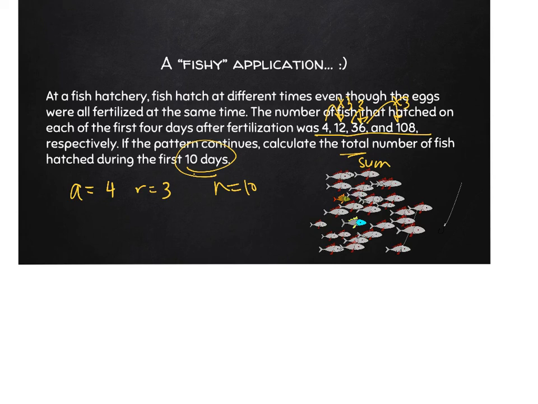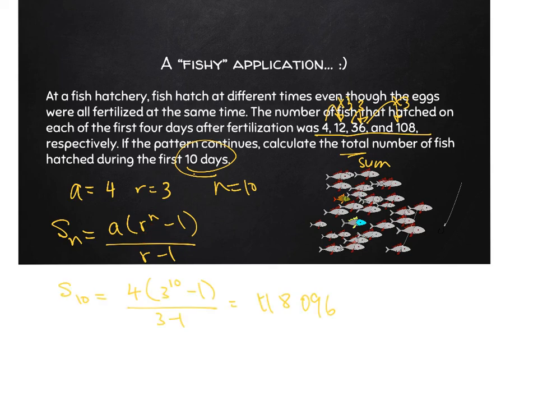And now I'm just going to use the formula. I'll substitute A is 4, R is 3, N is 10, and determine the total sum. Okay, so substituting in, I end up with 118,096 fish after the first 10 days.